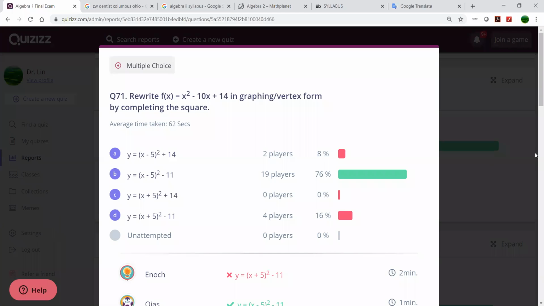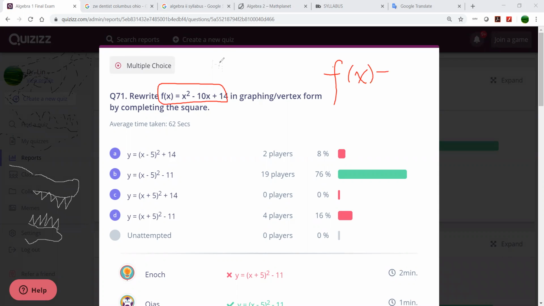This one is talking about quadratic function, right? So actually you need to complete the square. So complete the square, we know, when you do the complete square. Do you guys still remember this one? I go back to see this one.